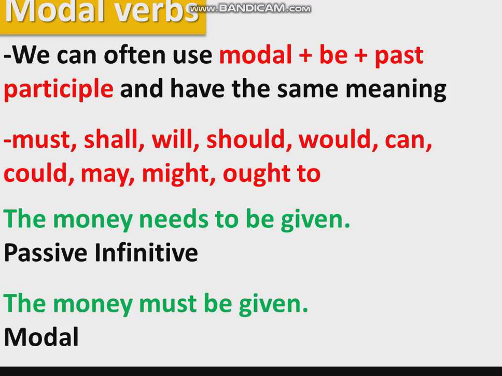Now, the chapter also talks about how modal verbs with be in the past participle can be used to have the same meaning as passive infinitives. Now, just to review, these are the modal verbs: must, shall, will, should, would, can, could, may, might, ought to. And an example of this modal verb plus be plus past participle is here. The money must be given. Now in Portuguese, this would be o dinheiro deve ser dado.